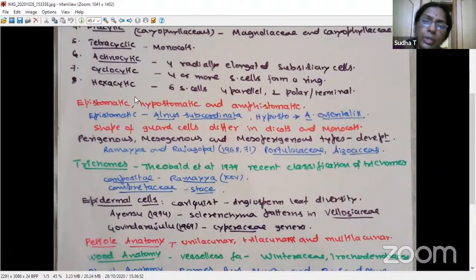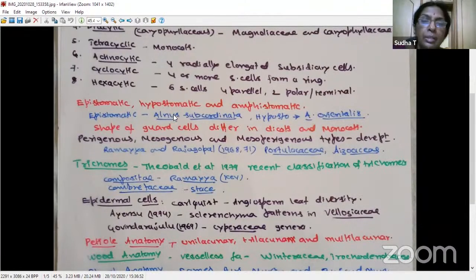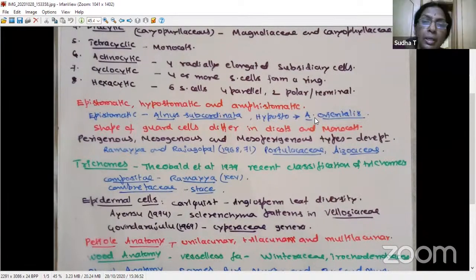So in the mesophytic plants, on both the surfaces they are distributed. So the distribution is also very much useful at certain times. Here the epistomatic condition is characteristic, like here I take the example of Ulmus subcordata, and they are hypostomatic in Ulmus orientalis. So in different species, the stomata are present in a different way.